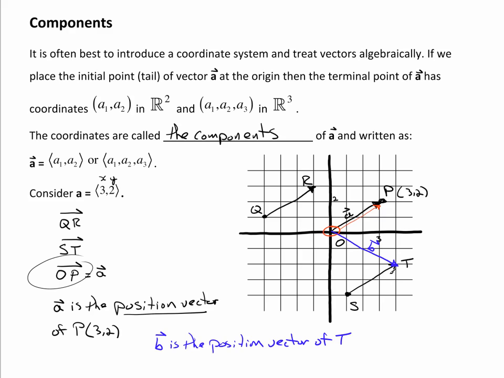Now, we think of the equivalent vectors as simply being representations. All these, not this one, skip that one, all these others are representations of the vector A. So QR, ST, OP, they're all representations of the vector A.